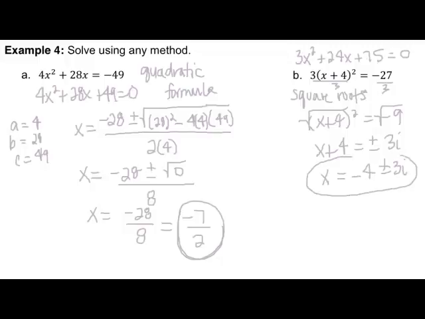Now you might notice that these steps look very similar to completing the square, and it's a lot less work. So you may notice that solving using square roots for this one is actually going to be your fastest method.